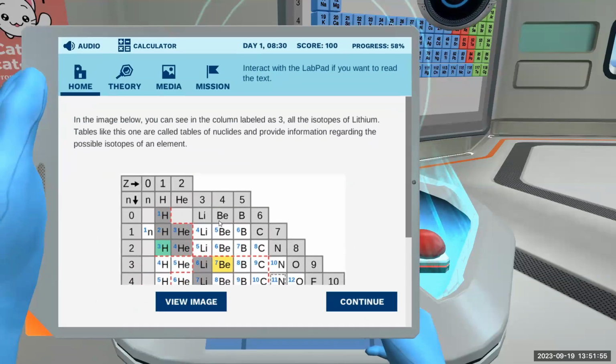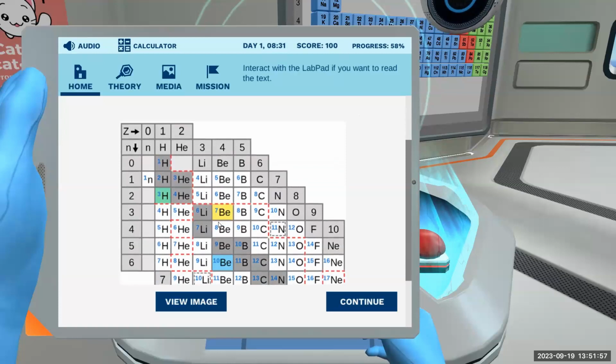In the image below, you can see in the column labeled as 3 all the isotopes of lithium. Tables like this one are called tables of nuclides and provide information regarding the possible isotopes of an element.